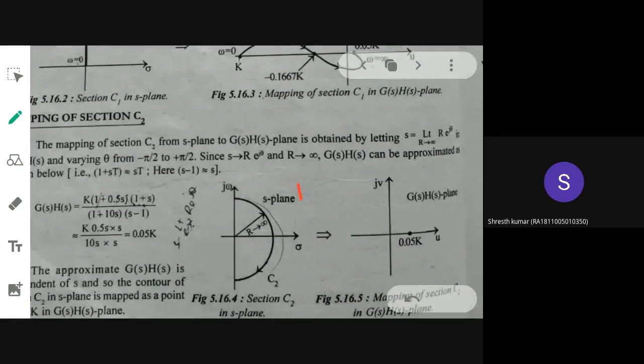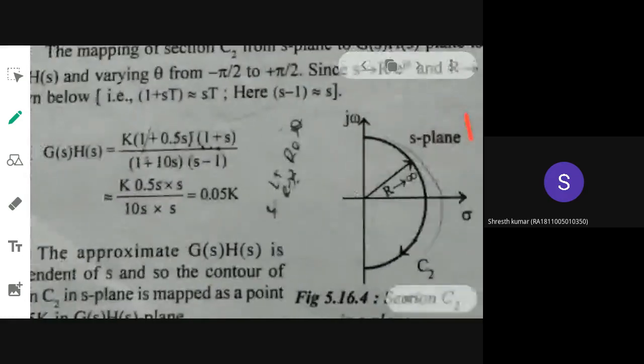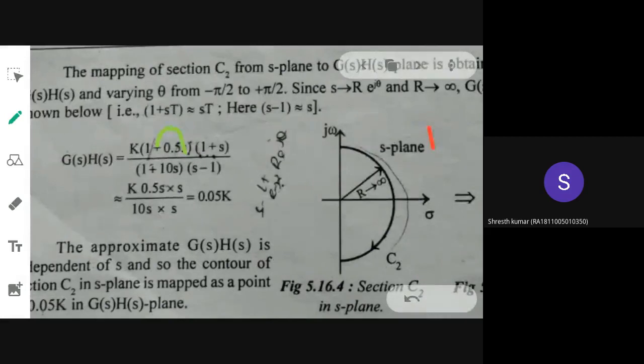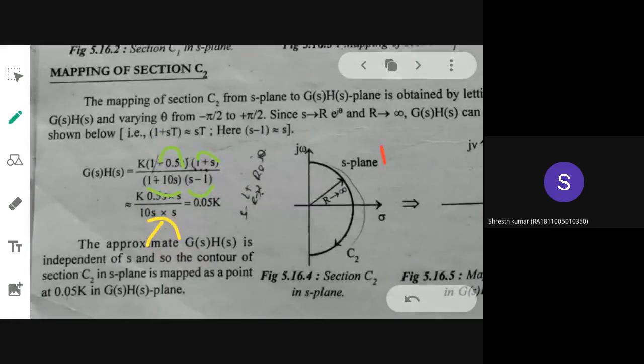So the map, as usual, you have to draw by substituting that value of s in this given equation. Comparing these terms, 1 and 0.5s, and 1 and 1 plus 10s, s has that factor, the r factor, which is magnified to infinity. So if you compare these two terms, all the 1 terms will cancel out. We are going to eliminate them, simplify the equation further, and then calculate the magnitude.